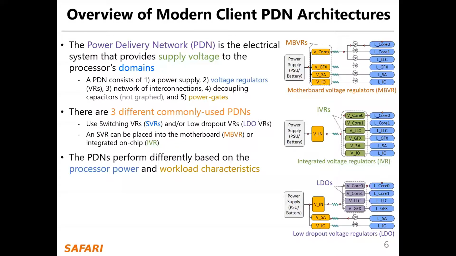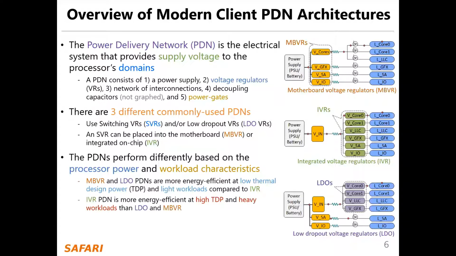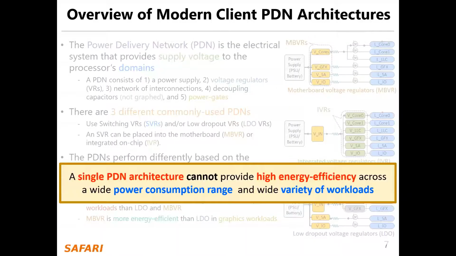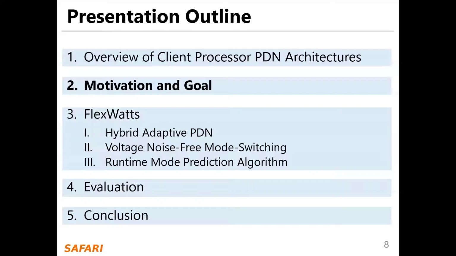The PDNs perform differently based on processor power and workload characteristics. MPVR and LDO PDNs are more energy efficient at low thermal design power and light workloads compared to IVR. IVR PDN is more energy efficient at high TDP and heavy workloads than LDO and MPVR. MPVR is more energy efficient than LDO in graphics workloads. We conclude that a single PDN architecture cannot provide high energy efficiency across a wide power consumption range and a wide variety of workloads. I will now discuss the motivation and the goal of our work.